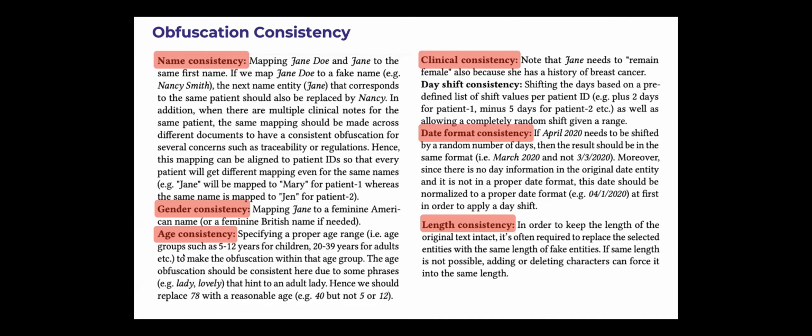Age consistency, we specified some age groups. There are already some in the literature, age groups for each patient, what's considered adult, childhood, infant, etc. So we replace the ages with another age from the same group. So if it is an 80-year-old lady, we cannot just replace it with a 2-year-old lady, right? Otherwise it wouldn't be consistent when you read the document.